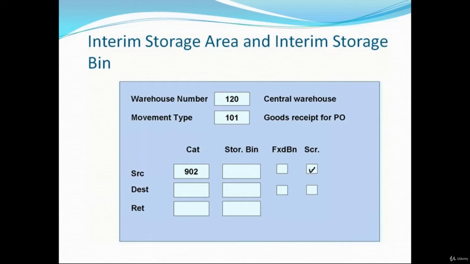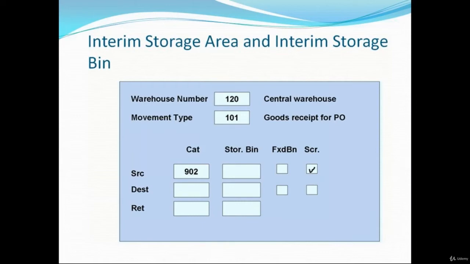Source means that whenever we trigger this movement type, it needs to pick the material from the source storage type. Here the picking happens in 902. The basic business behind this process is that whenever we do the goods receipt, the material is available in the interim area. That means after the posting, the material will come to storage type 902.